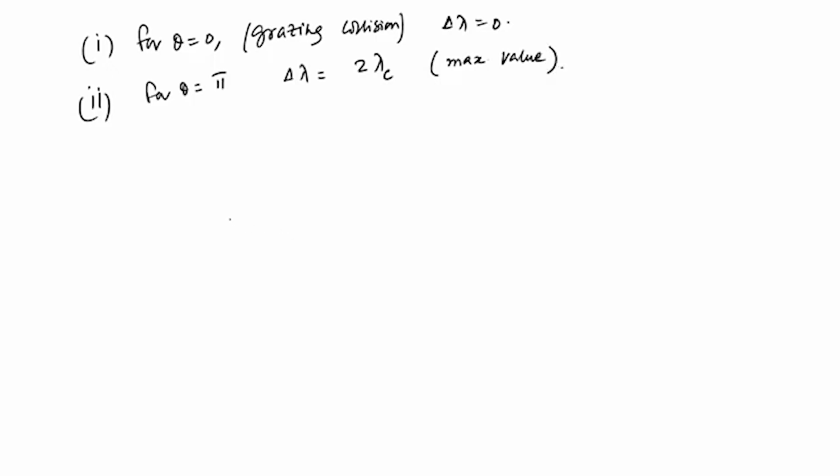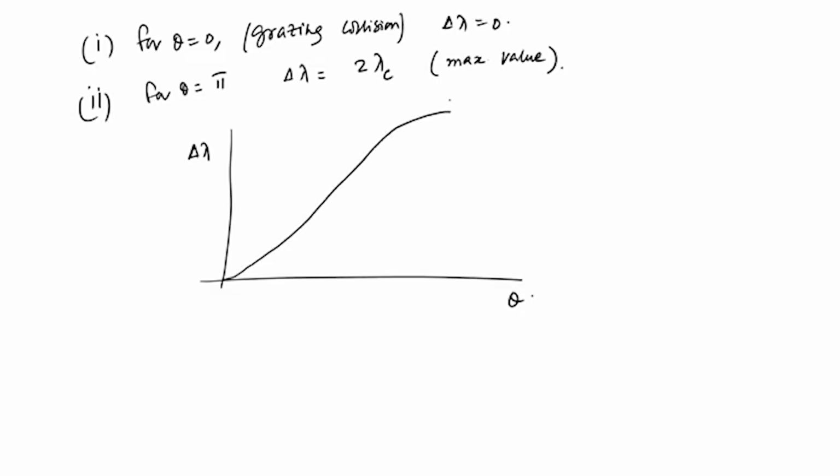Okay. So, what it means is that if you plot delta lambda versus theta, then it looks like this. This is that maximum value, which is at pi, and somewhere in the middle is pi by 2, and this is 0. Okay. So, this is the difference between the wavelengths before and after scattering, and it is proportional to 1 minus cos theta.